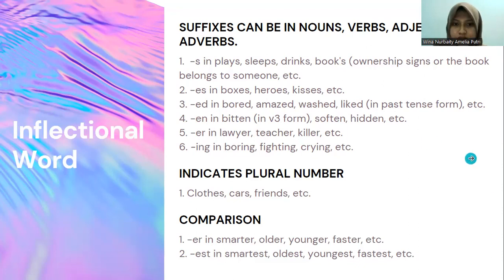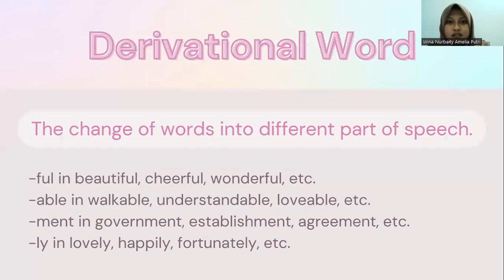And then we turn to derivational words. A derivational word is the change of words into different parts of speech. The word after we add a derivational morpheme to it can be called a derivational word. Here are some examples of derivational morphemes.